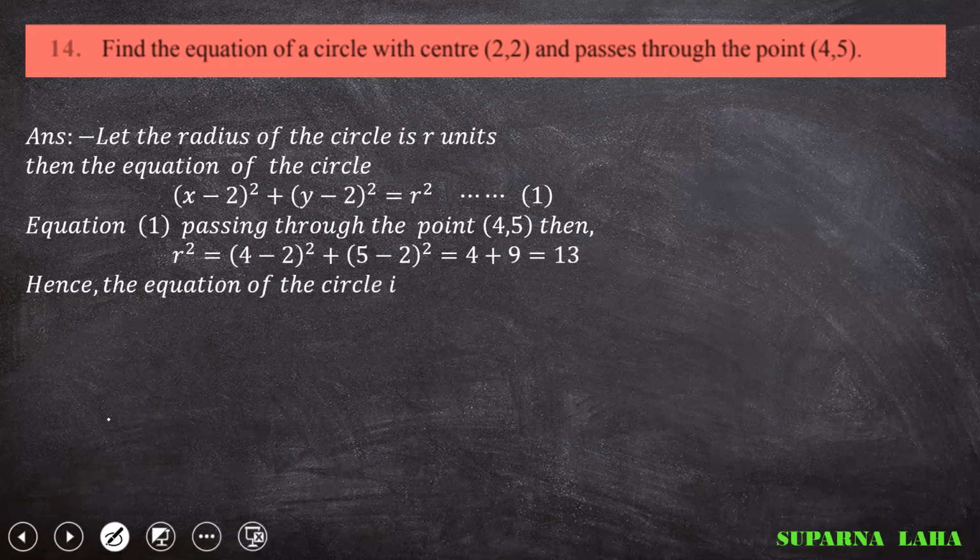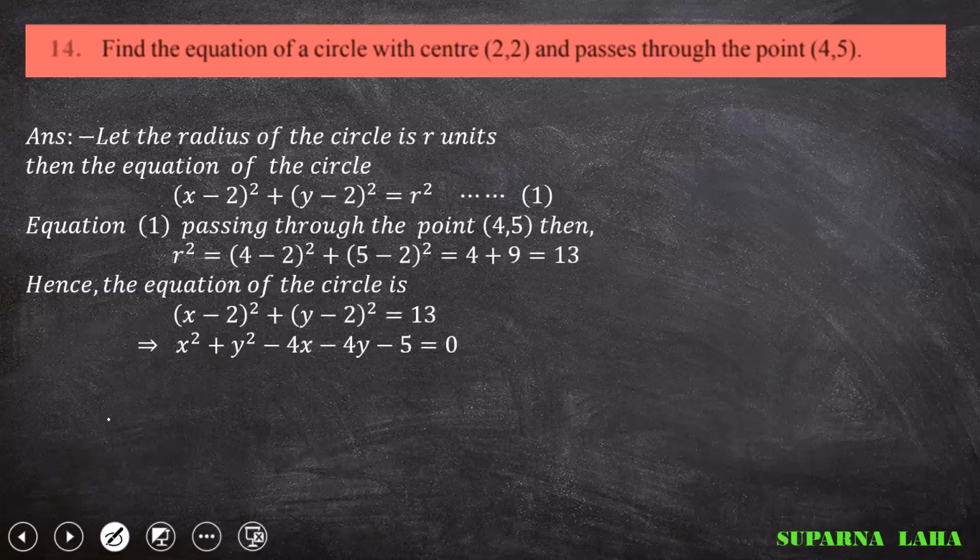So hence the equation of the circle is given like this: (x minus 2) whole square plus (y minus 2) whole square is equal to 13. Now you can leave it as it is in standard form, or you can expand it and find the general equation of the circle also. Okay. Now moving to the next question.